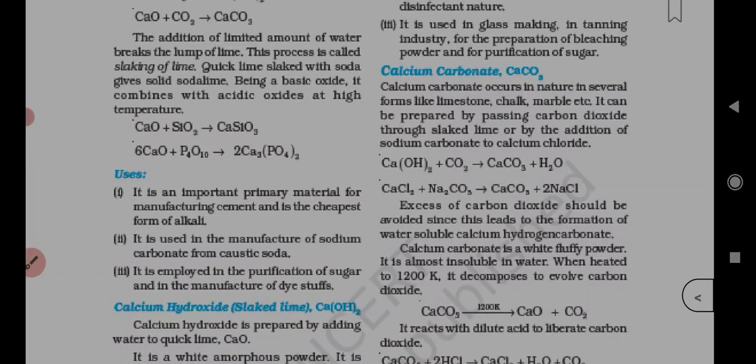Bicarbonates are formed by passing excess of carbon dioxide to carbonates. Similarly, here also if you pass excess of carbon dioxide, it will form calcium hydrogen carbonate. So what is bleaching powder? Bleaching powder has a component CaOCl2. It is CaCl2 plus CaOCl2 plus 2 water molecules.